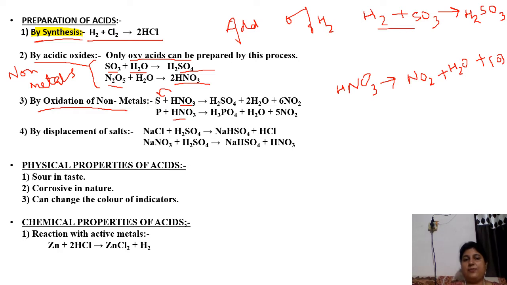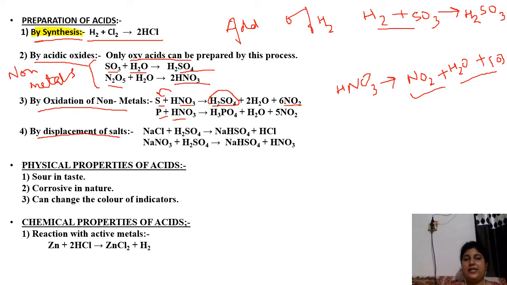When we add any non-metal such as sulfur or phosphorus in it, NO2 remains similar. Some of the water molecule along with nascent oxygen add with this non-metal to form the resulting oxo acid. So in this way, by the oxidation of non-metal, we get another acid. The last method of preparation of acid is by displacement of salt.